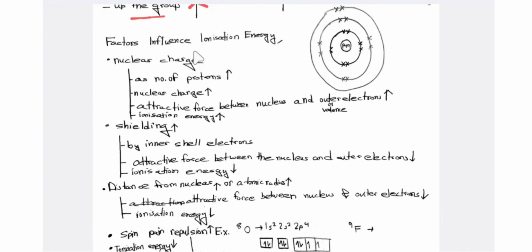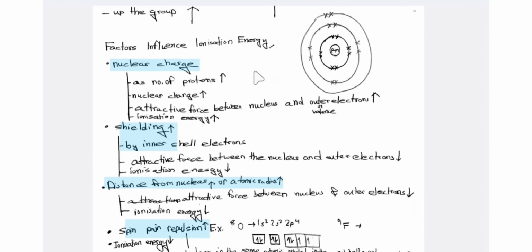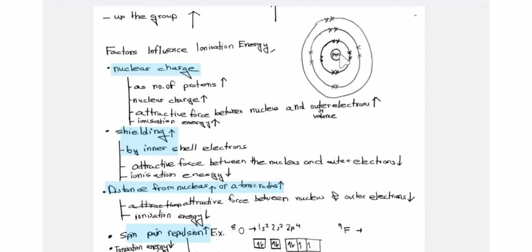Then factors that influence the ionization energy. Nuclear charge. The nucleus contains protons and neutrons. Neutrons have no charge, but protons have a charge. That means as the number of protons increases, the nuclear charge increases. As the nuclear charge increases, the nucleus has more charge, so it would attract the valence electron with a greater force.